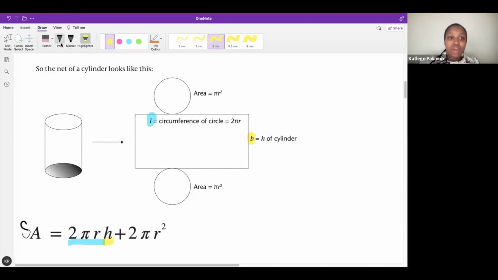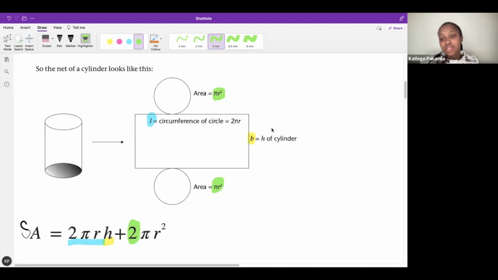Why do I have 2 pi r squared here? Where does this 2 pi r squared come from? The area of the two circles. Nice. We use a coefficient of 2 because we have two circles: the area of this circle plus the area of this circle. So that's where the 2 pi r squared comes from. Before I move on, thumbs up, thumbs down on this formula. Do we understand where it comes from?